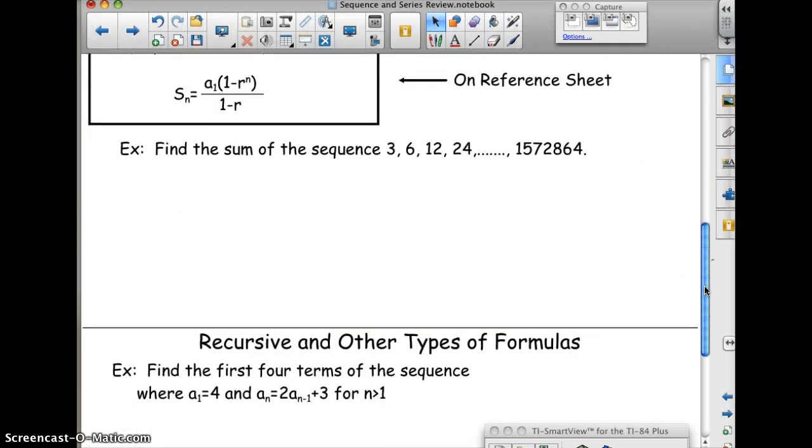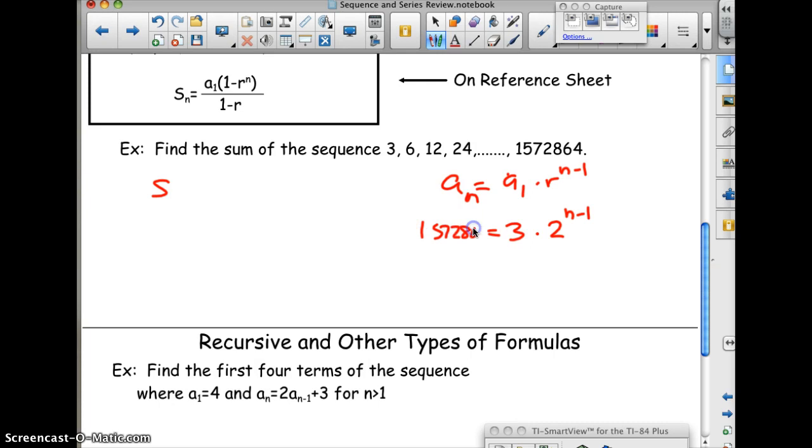Geometric series, the sum is given to you, the formula is given to you. We want to find the sum of this sequence right here. What I have in this case is I want to find S sub n. I don't even know what n is, so I need to find n before I can do anything. So a sub n equals a sub 1 times r raised to the n minus 1. My a sub 1 is 3. My r is 2. I don't know n minus 1, but I do know a sub n is 1,572,864.